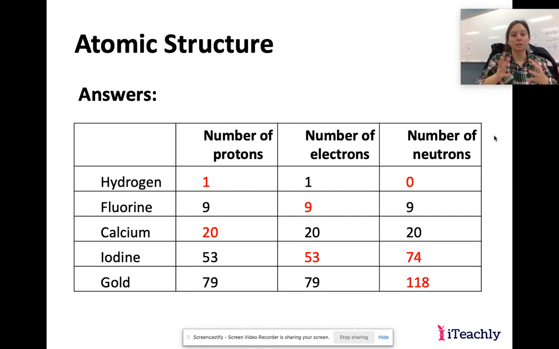So that makes sense. Now, the number of neutrons. The atomic mass of hydrogen is 1.00 something with a decimal point. Well, we're going to get rid of that decimal point because we're going to round it to 1. So to determine the number of neutrons, 1 minus 1 equals 0 neutrons. So hydrogen does not have any neutrons. Go ahead and look through the rest of the table and see how you did.